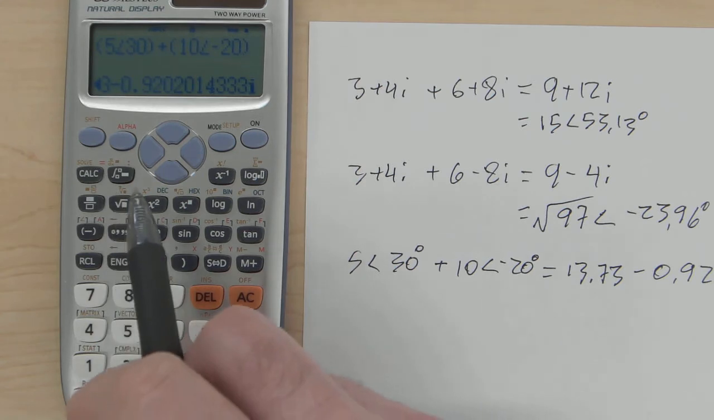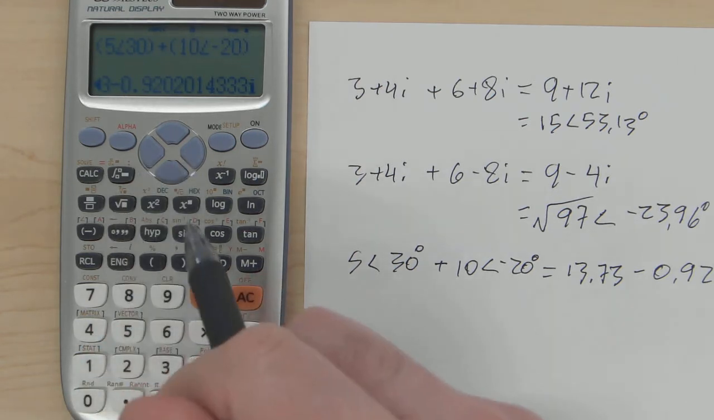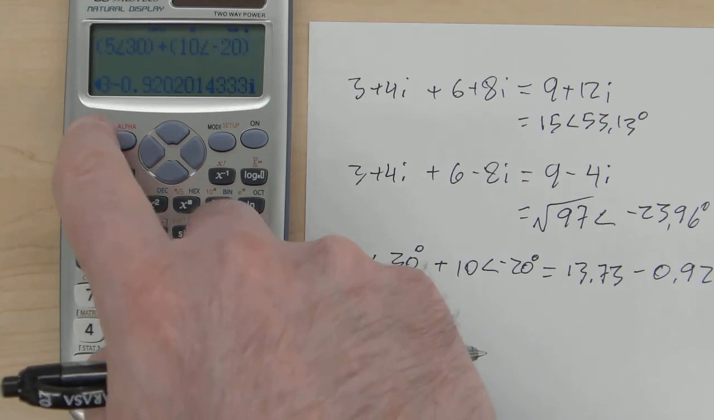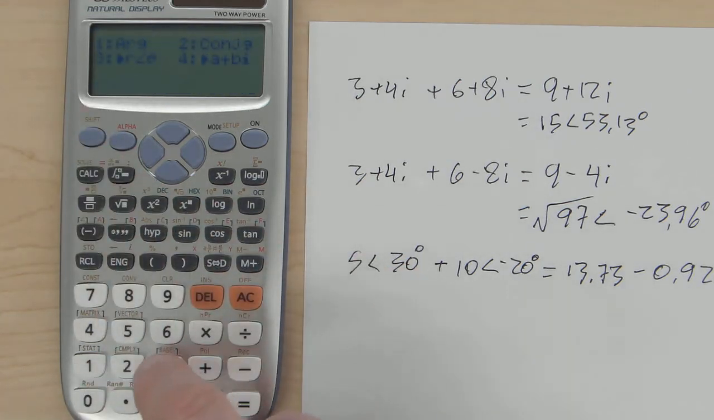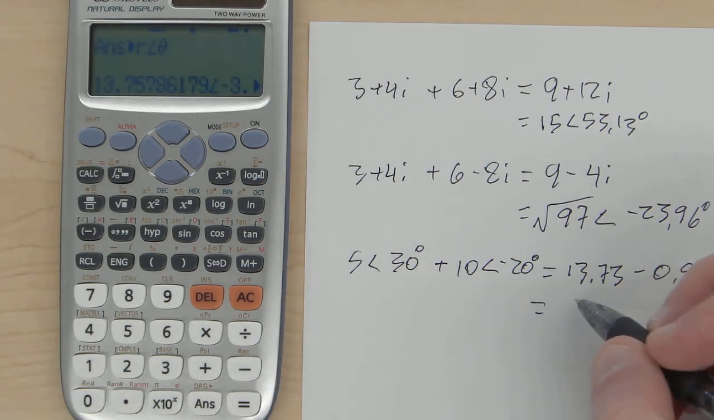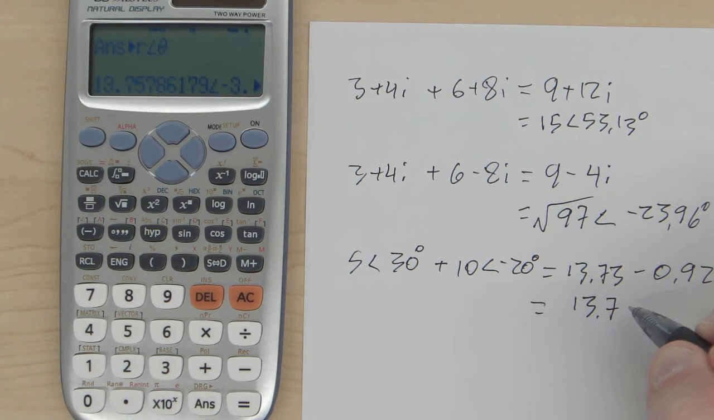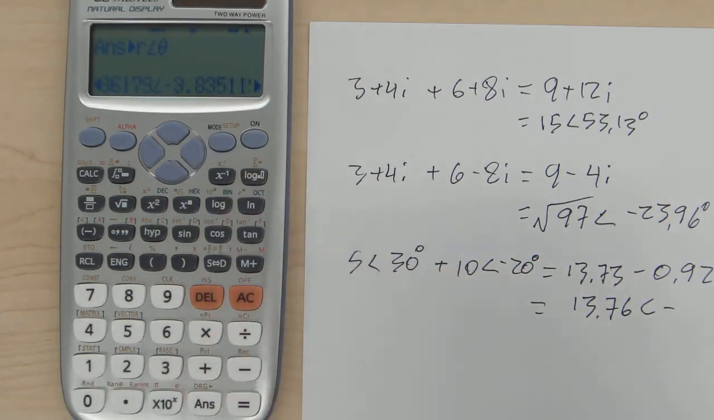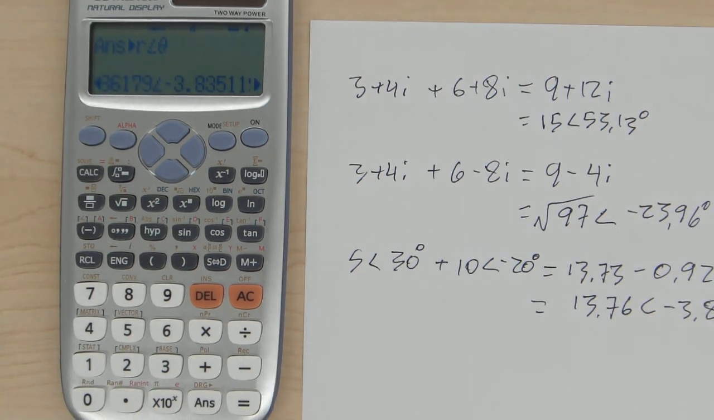That's good, but maybe I want to know what this is in polar form. So again, I can say shift complex, hit 3 to convert to polar form, and I find that this is 13.76 with an angle of minus 3.84 degrees. So that is how to use this calculator to do algebra with complex numbers.